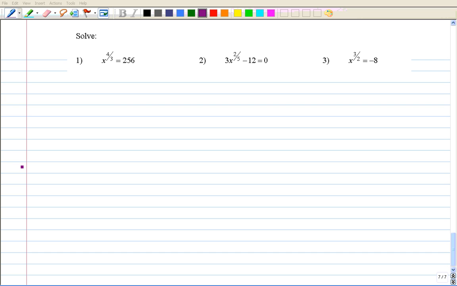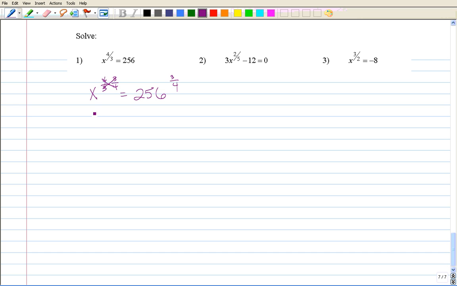Okay, and here we have 3 examples not in your book, but these are important because maybe you'll see something like this again. If we have x to the 4/3 equals 256, and I'm trying to solve for x, what do I multiply this exponent by so that it cancels out? 4/3 times what equals 1? Well, I multiply by the reciprocal, 3/4, and I do that to both sides, don't forget that.